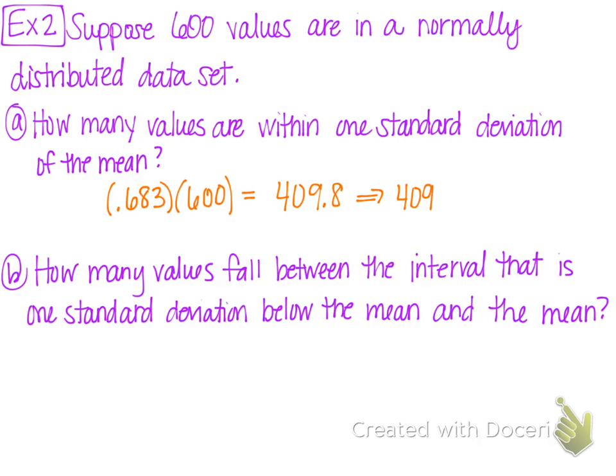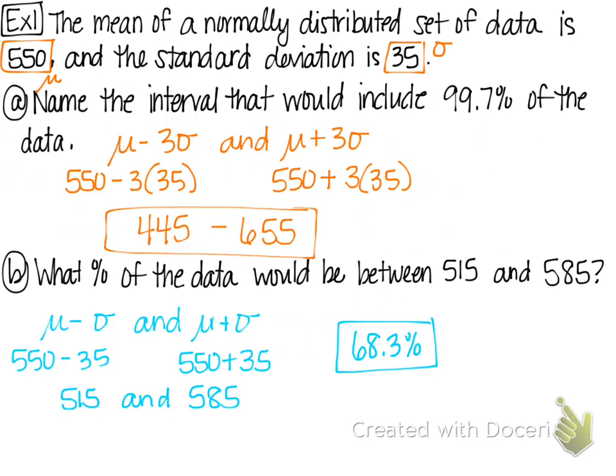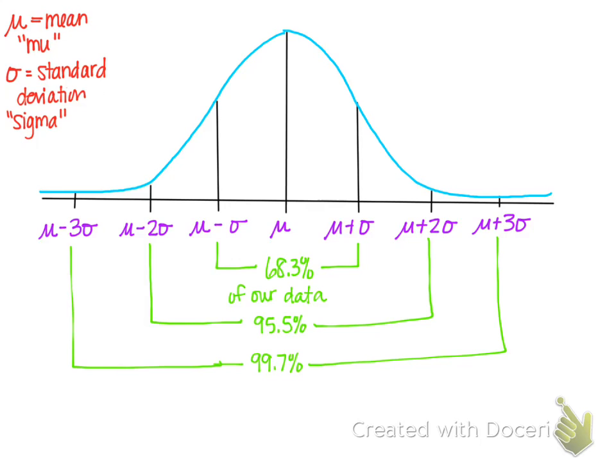Then B says how many values fall between the interval that is one standard deviation below the mean and the mean. So I'm going to go back to the normal curve. This time we're looking for the values of this interval. So we've got this lower interval. Now remember, the definition says that it's symmetric. So all we have to do is take 68.3, which is this interval right here, and divide it by 2 since it's symmetric. So if you take 68.3% and divide it by 2, 34.15% of our pieces of data would be in this interval.